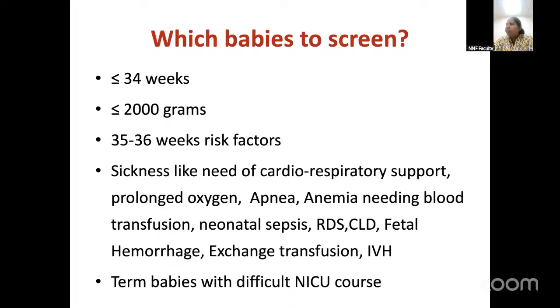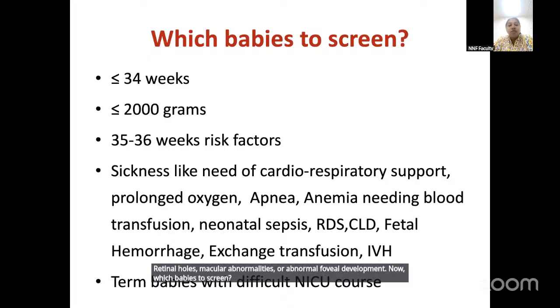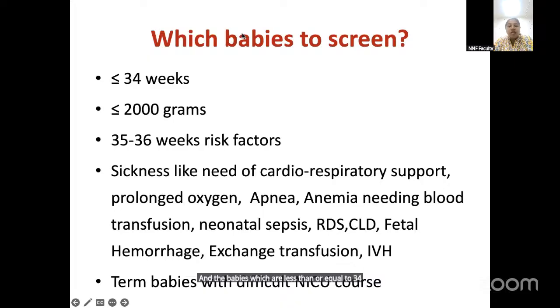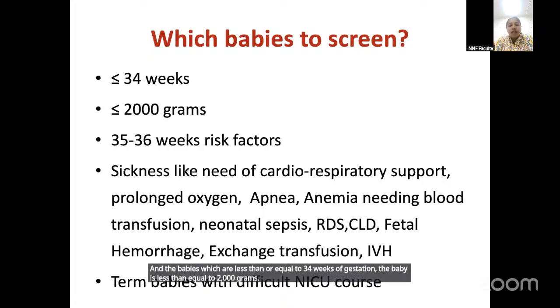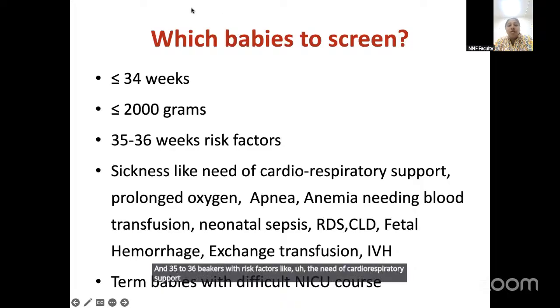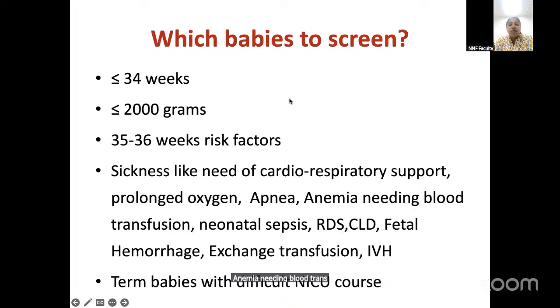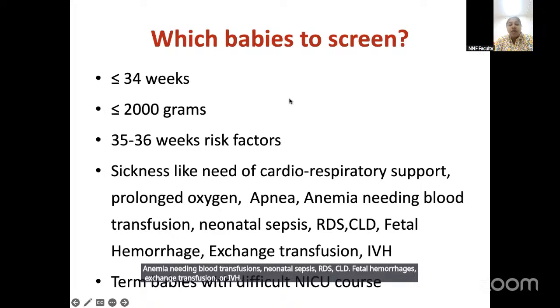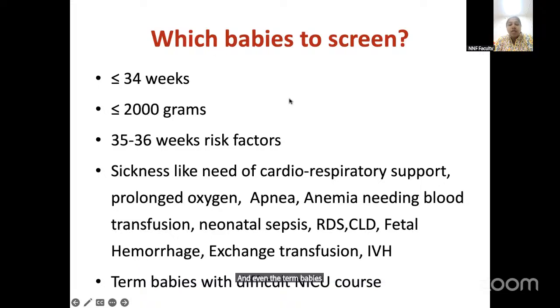Now, which babies to screen? The babies which are less than or equal to 34 weeks of gestation, the babies less than or equal to 2000 grams, and 35 to 36 weekers with risk factors like the need of cardiorespiratory support, prolonged oxygen, apnea, anemia needing blood transfusions, neonatal sepsis, RDS, CLD, fetal hemorrhages, exchange transfusion, or IVH. And even the term babies with a very turbulent NICU course have to be screened.